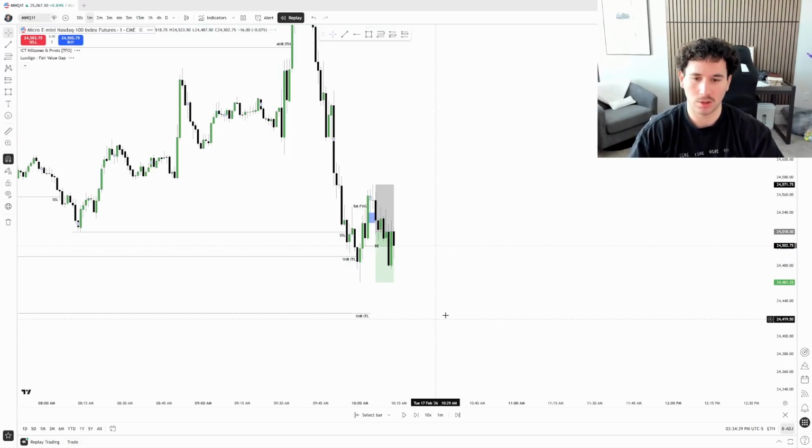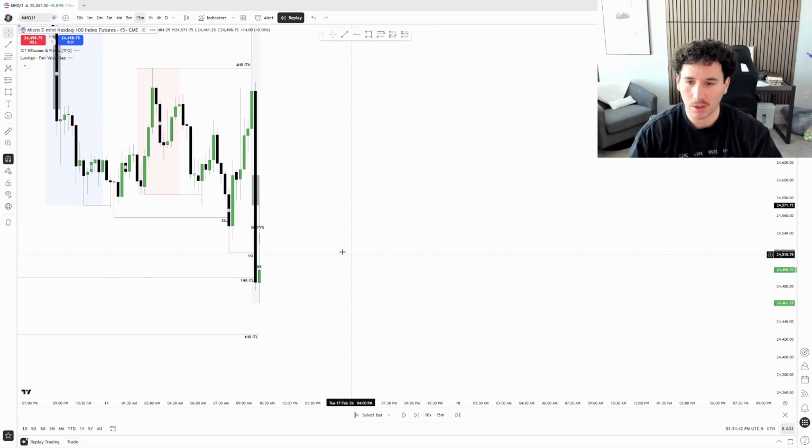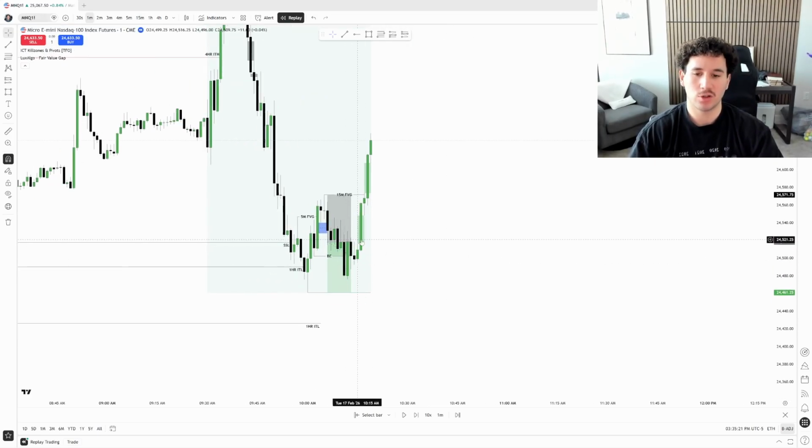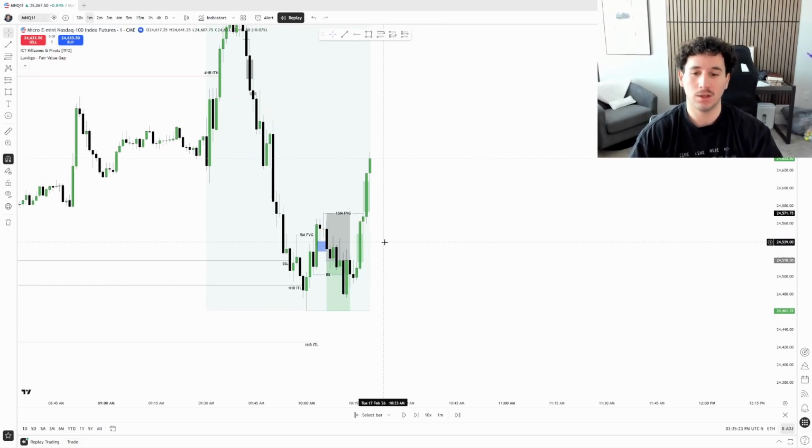Going to the 1-minute chart now. I'm going to see if we have a 15-minute gap there. So after I got break even out of that first trade, we did open up a 15-minute fair value gap that we actually did retrace into.